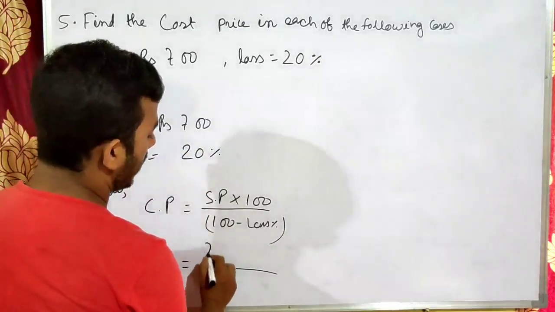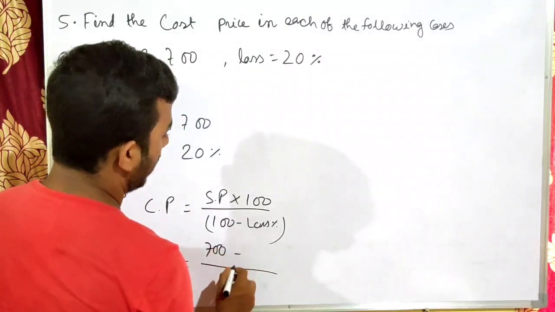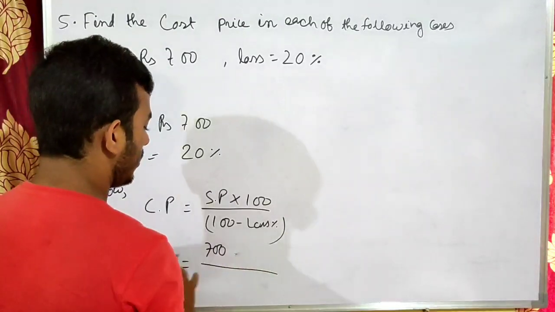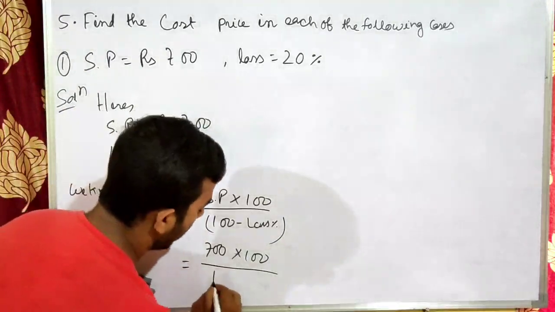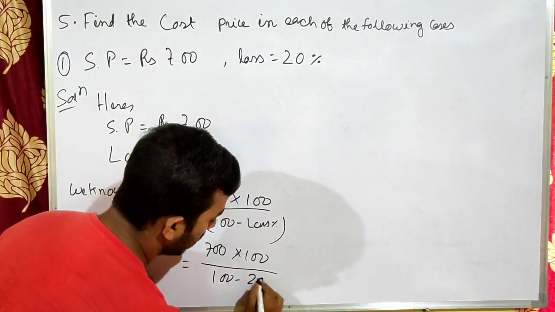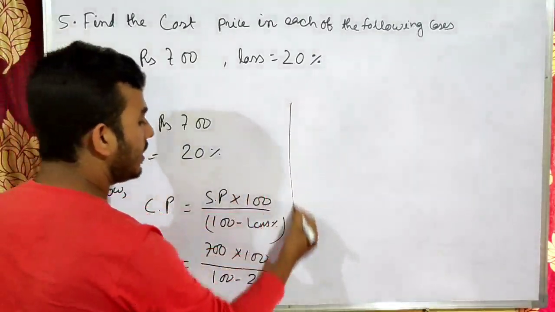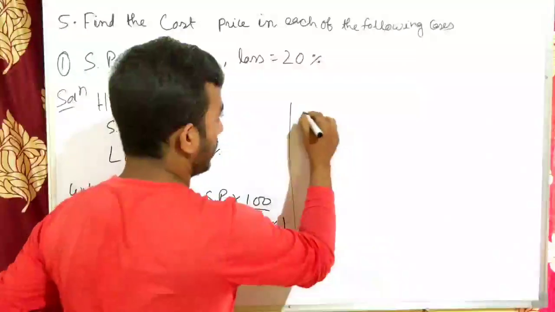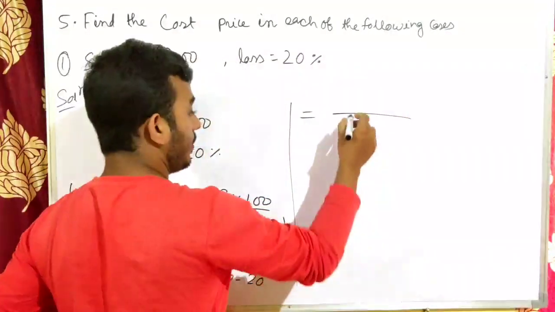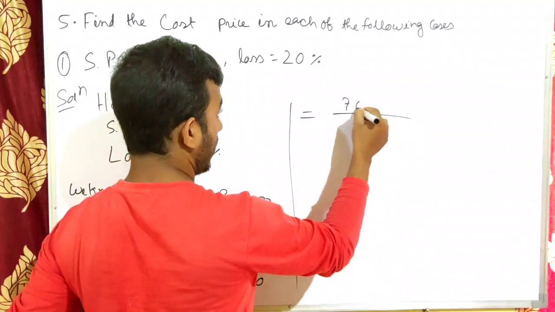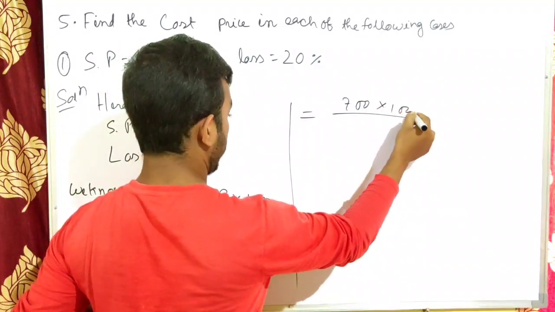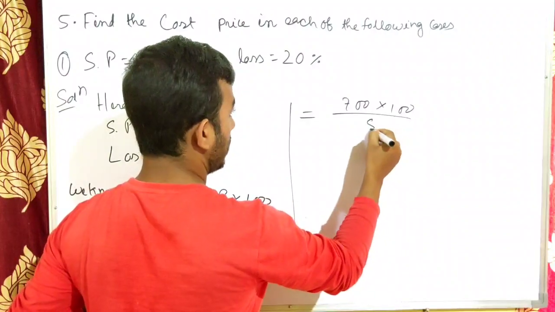Here CP is how much? 700 into 100 divided by 100 minus 20. Okay, now we can easily find it, very easy, such type of problems. Just substitute the values and solve. So we'll write here 700 into 100 divided by 100 minus 20, which is how much? It is 80, isn't it?